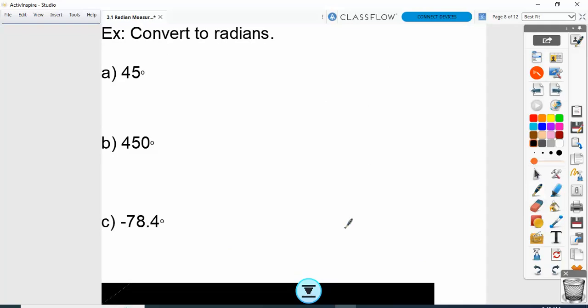So this might be our last example for today. I just want to convert each of these things into radians. If we have degrees, we know that 180 degrees is equal to pi radians. Now, we've done some conversions before, haven't we?